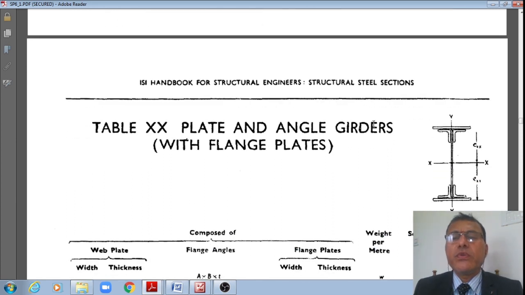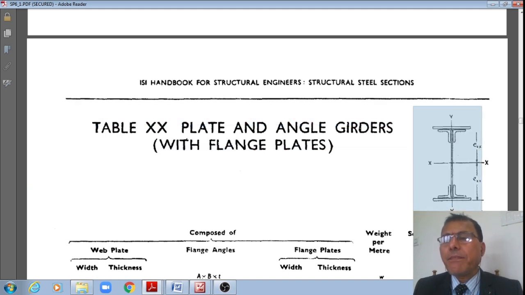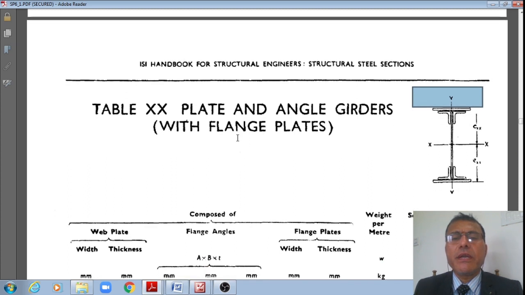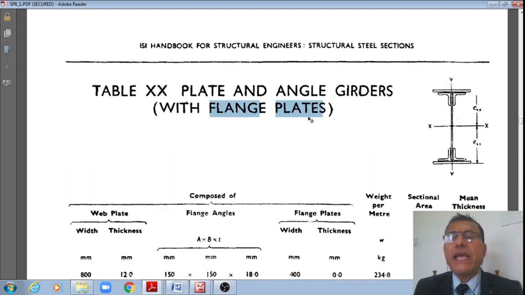Now sometimes we are using compound or built up girder sections, where I'll have a web plate along with 4 angles, 2 angles in the compression flange as well as 2 angles in the tension flange, along with a compression flange plate as well as a tension flange plate. That is what is called a compound or built up girder section with flange plates and flange angles.